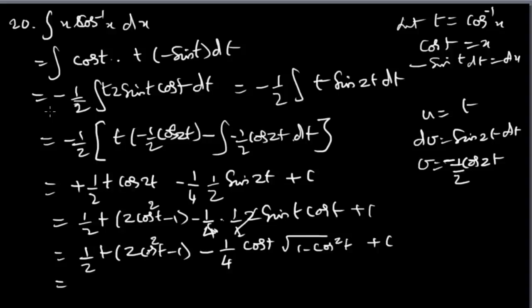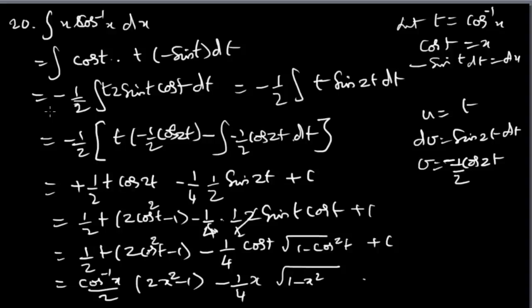Now wherever t is there, you substitute back. T is cos inverse x. So cos inverse x by 2 into 2x squared minus 1. Why? Cos t is x. Minus 1 by 4. Cos t is x into root of 1 minus x squared plus c.